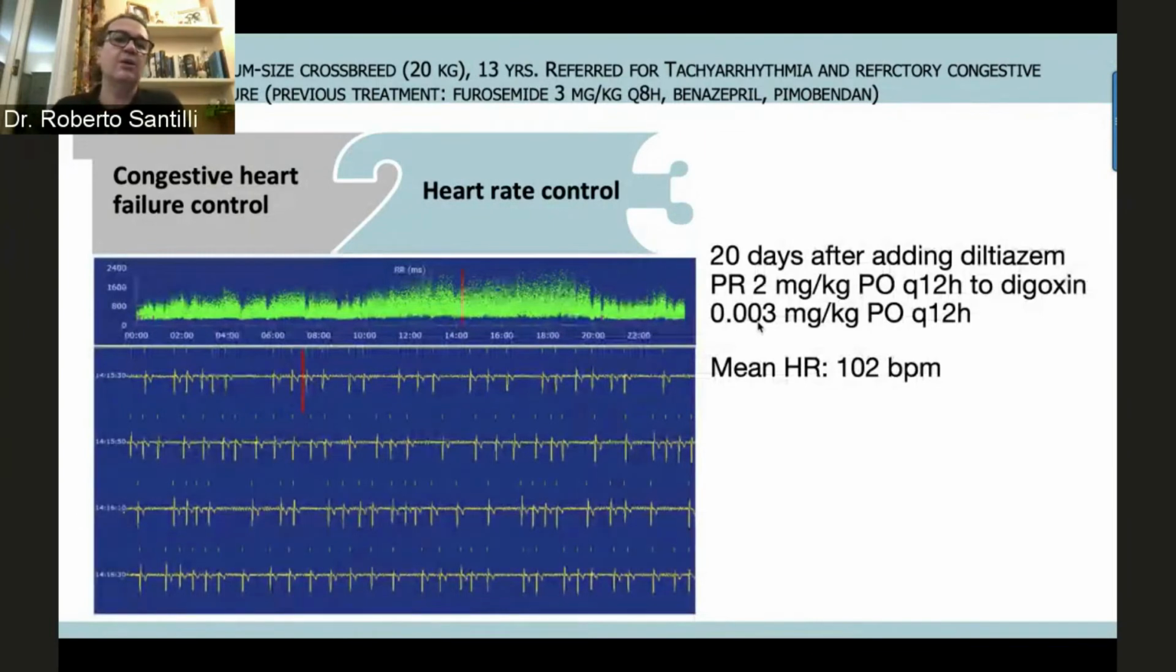And now, as you can see, look how nicely now we have, for all night and all days, a lot of periods with very, very long RR intervals. And this is the average heart rate drop. But what we want to see again is also this different distribution of the RR interval. So now we got congestive heart failure control and heart rate control of this permanent atrial fibrillation.